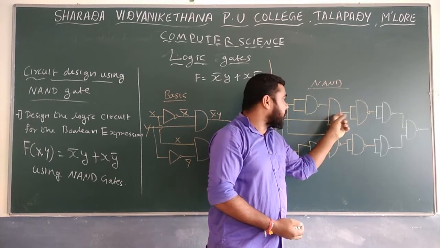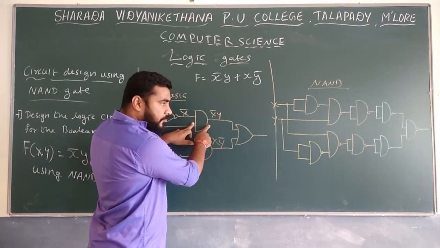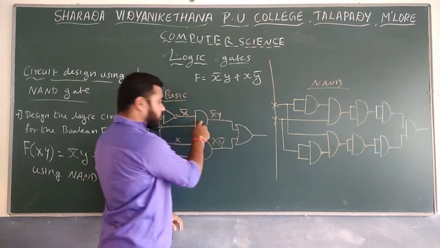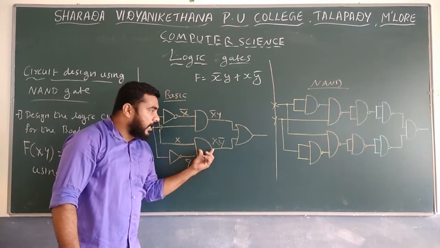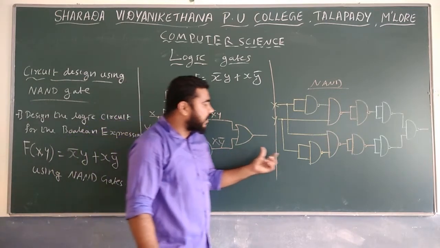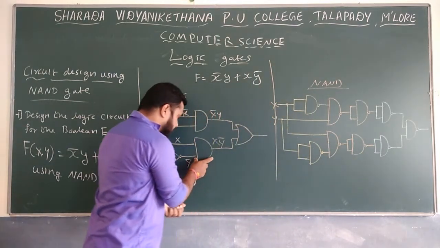So here two NAND gates are required. These two NAND gates act as one AND gate. These two gates are equal to this one gate. Second AND gate: if you take the second AND gate, two NAND gates are equal to this diagram.